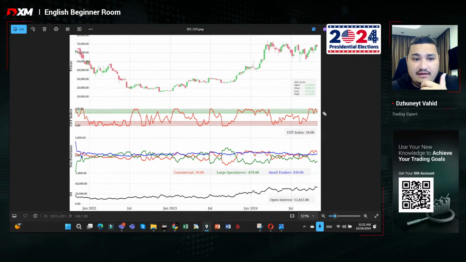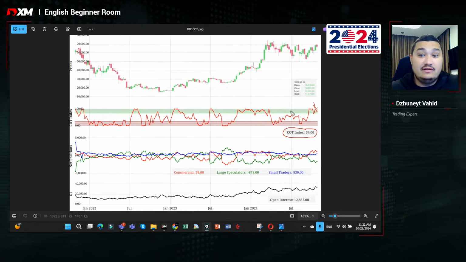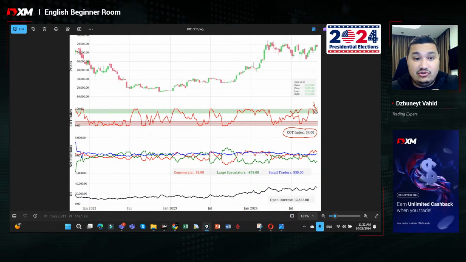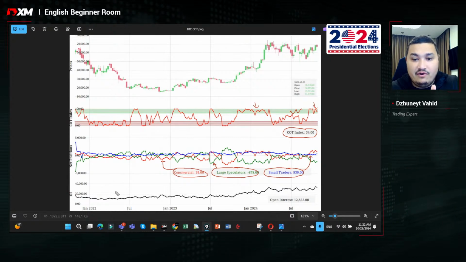Like if you have the COT index here at the top, and you have buyers, sellers, commercials, non-commercials, this is the COT index, okay? It's at, let's call it, high levels, all right? Doesn't necessarily mean that it's bearish, by the way. This is not RSI. Just because it's hitting the high doesn't mean that the price is going to drop as it would on RSI. So then you have commercial traders, you have large speculators, and you have small traders. Commercials are this red line, large speculators are this green line, and small traders or retail traders are this blue line, okay? And then you have open interest.